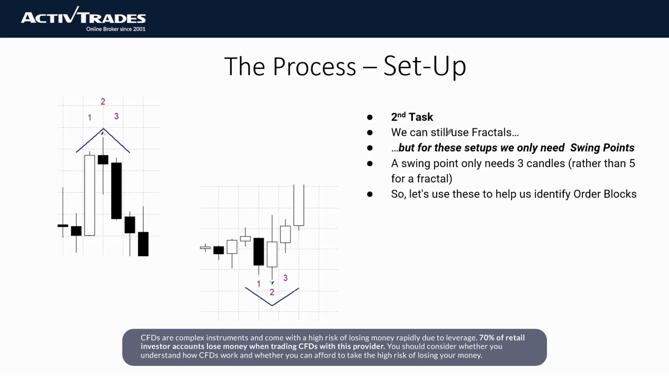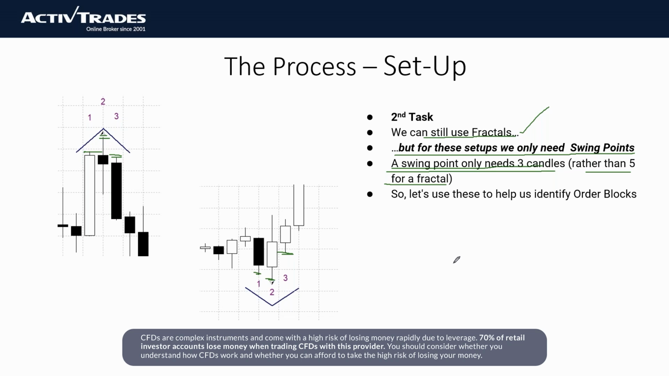So, as part of that second task, we can still use fractals, but actually for our setups, we only need a swing point. How is a swing point different from a fractal? A swing point only needs 3 candles, a fractal needs 5, okay? So in this case, that is a fractal, but it's also a swing point because that candle is higher than the candle before and the candle after. This is a bearish swing point because it's lower than the low before and the low of the candle after. It's just a 3-candle pattern. A fractal is 5, which is what we like, but we only really need a swing point. Okay, that's the important thing.